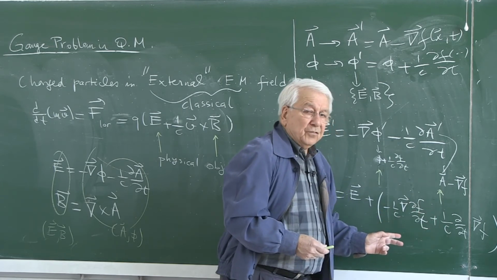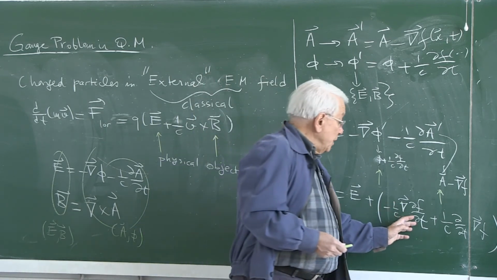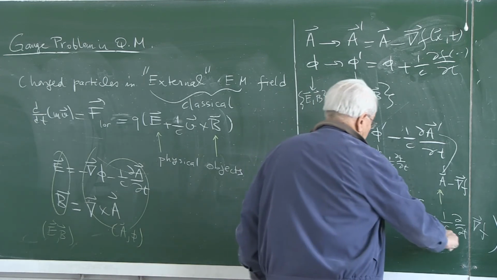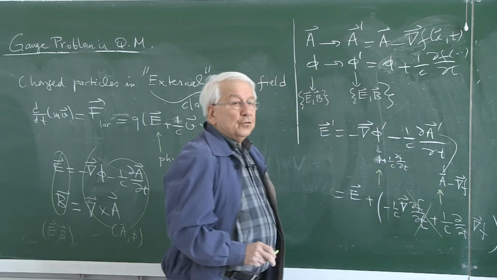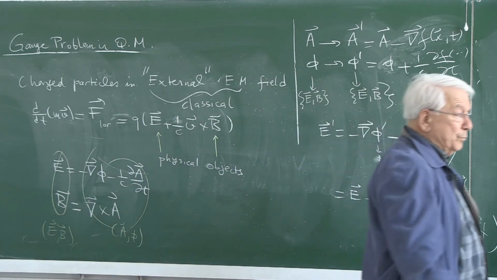But we know that space derivatives and time derivatives are totally independent. They commute. Therefore, you change the order of the gradient and the d by dt, and they cancel. Indeed, there is no extra contribution. E prime is E, and you repeat the same analysis for the B.